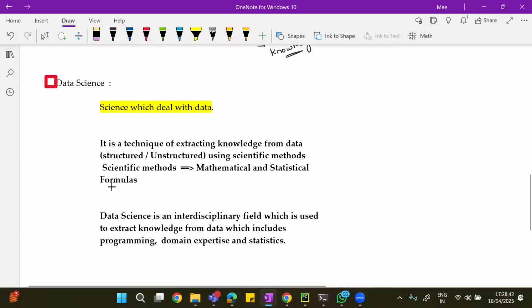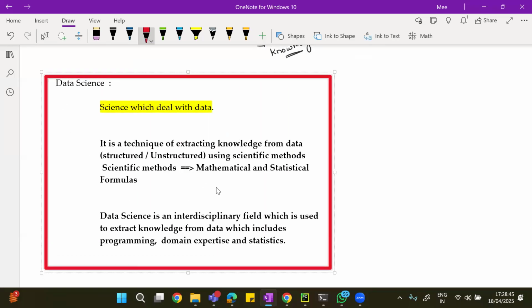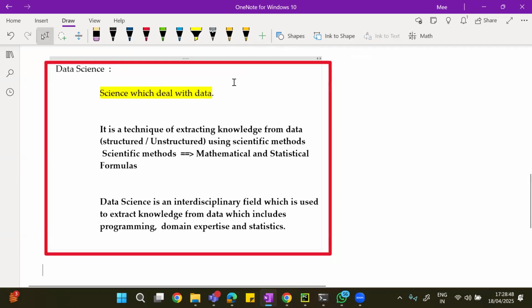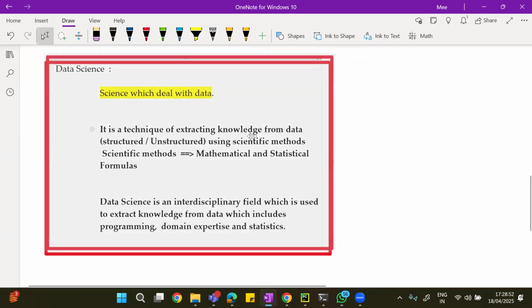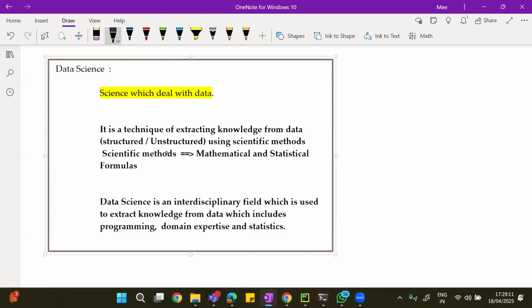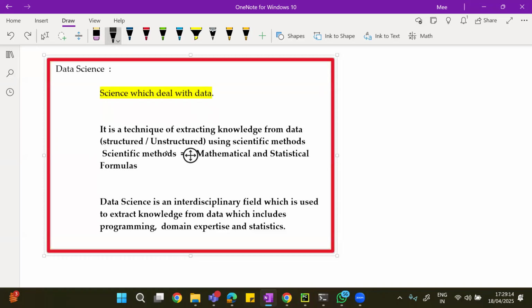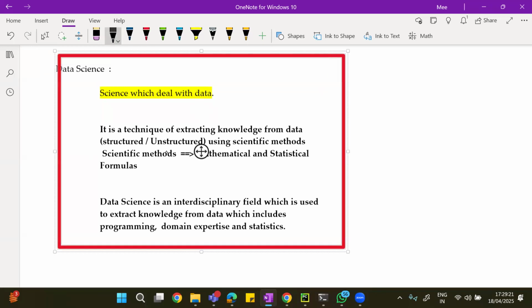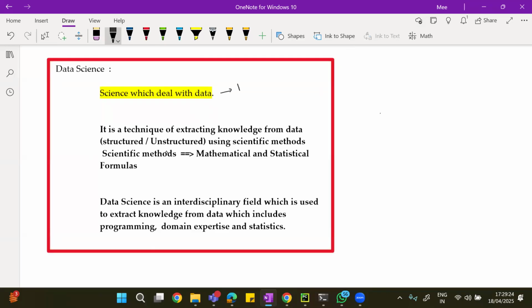Now, one thing I want to let you know, guys. You can use any of these three, but if you observe closely, all these three definitions carry only one meaning. In simple terminology, if you are looking at the science which deals with data, that means you are doing a study on the data, and you will get the knowledge. That's what it is. Knowledge from the data.